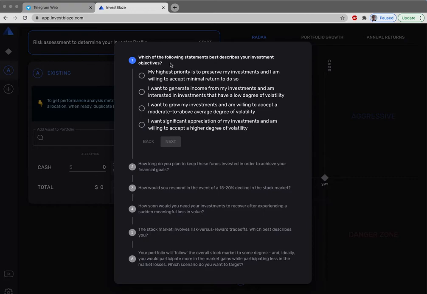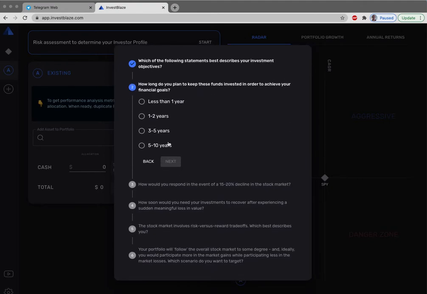So in this case, I'll just go through one, and then you can go through the others as you see them. But it's an example of which of the following statements best describes your objectives. Now, your highest priority is to preserve your investments, and you're willing to accept minimal return to do so. You just don't want any risk at all. If you click on that, then you would go to the next one. I personally am going to fill it out for me, so I want significant appreciation in my investments, and I'm willing to accept higher degree of volatility because of that. And then you'll go through this.